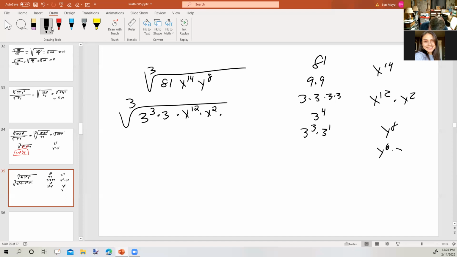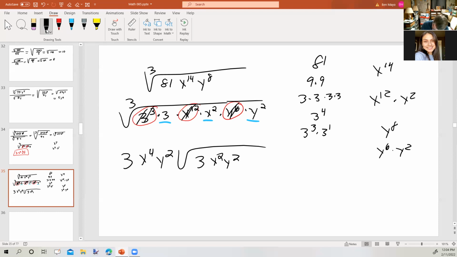Y to the 8th would be what? Y to the 6 times y squared. So inside the radical, that radicand, I'm breaking it apart into powers that are either a 3 or a multiple of 3, like a 12 or a 6. Okay, so this stuff is going to go outside, and this stuff is going to be stuck inside. Okay, the cube root of 3 cubed is a 3 outside. The cube root of x to the 12th is x to the 4th outside. The cube root of y to the 6th is y squared outside. Left inside 3x squared, y squared. Don't forget that index.